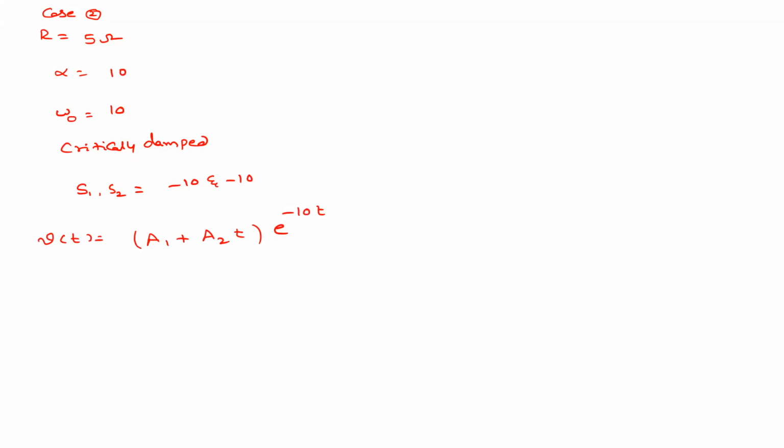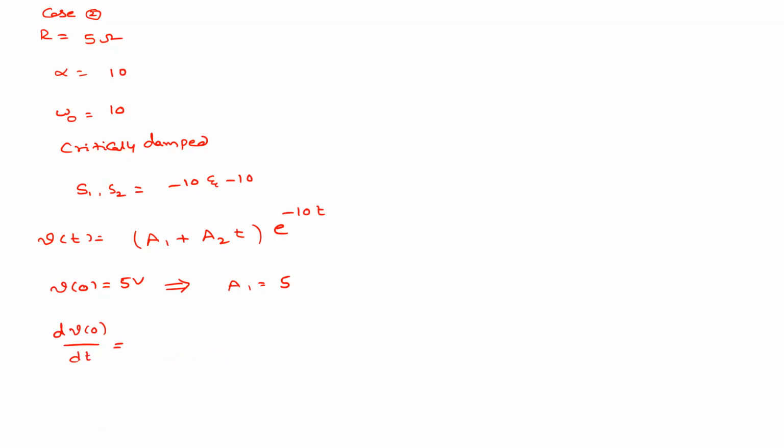We have one initial condition, V of 0. What is V of 0? It is given as 5 volts, not 0. So substituting t equal to 0, A1 is 5. Agree? Similarly, next one, dV of 0 by dt.